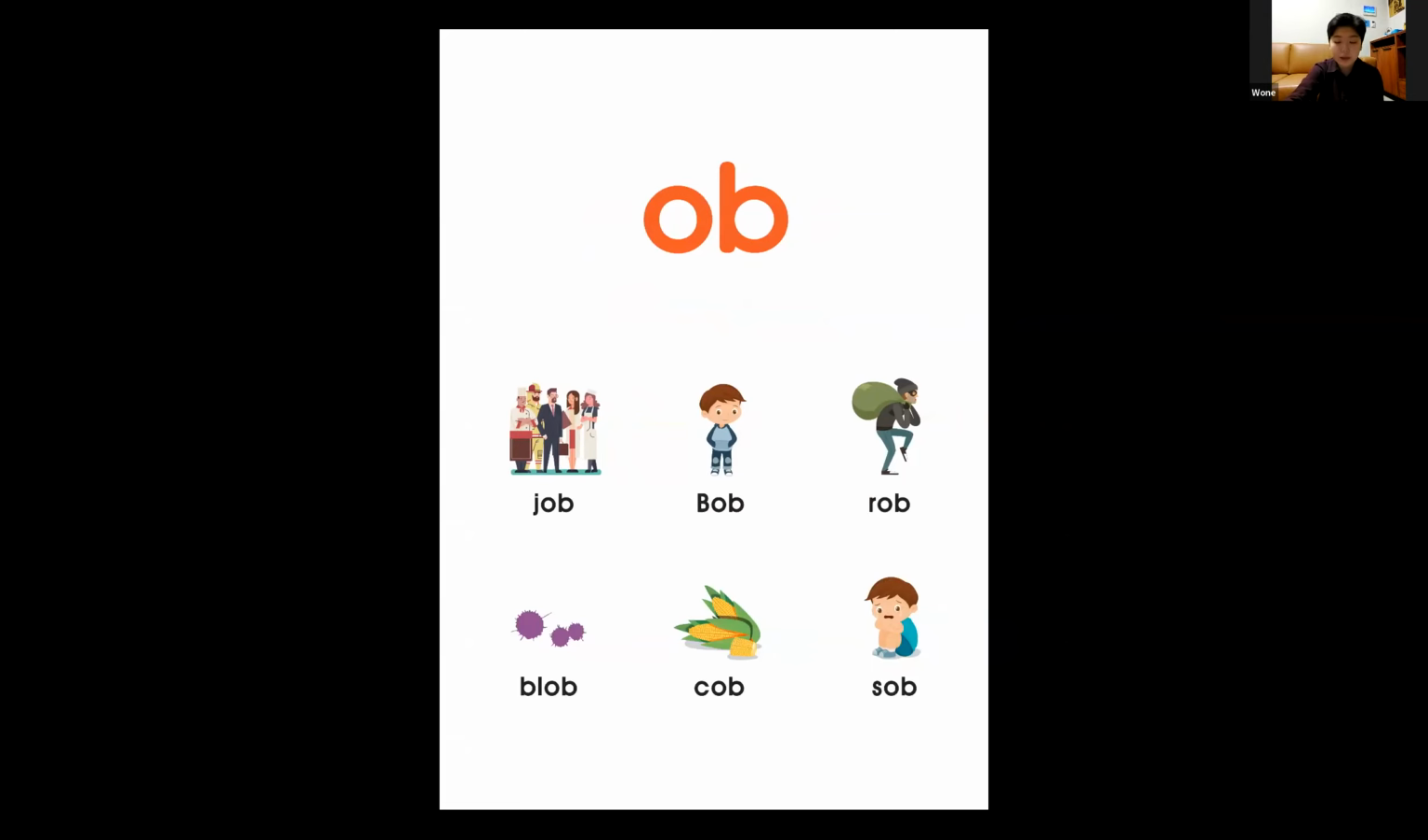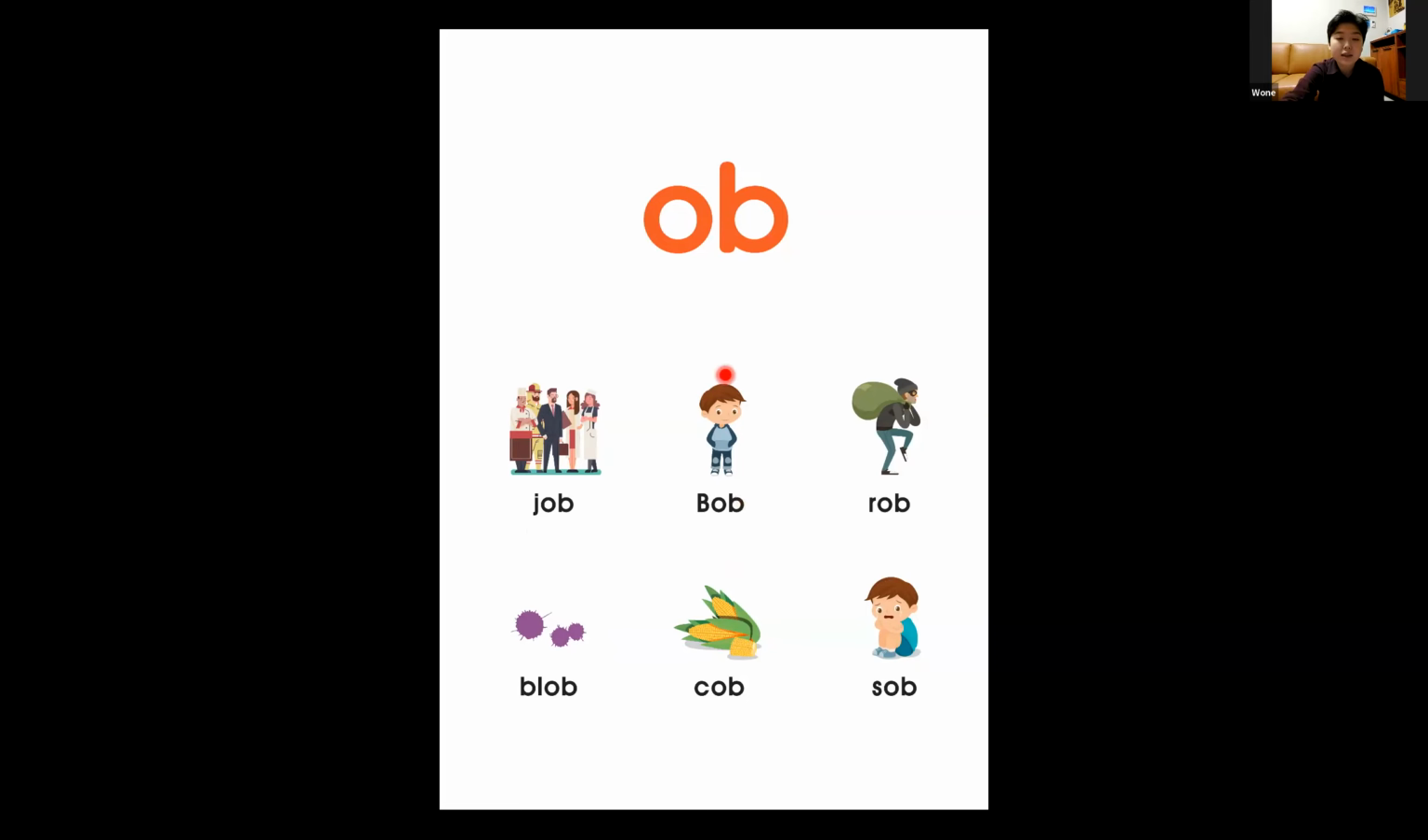Here we go. OB is ob. So the first one is going to be J, ob. Put it together. Job. Job means it's like a work, right? It's what your parents do for work. It's what I do for work. My job is teaching. My job is a teacher, right? It's just work.